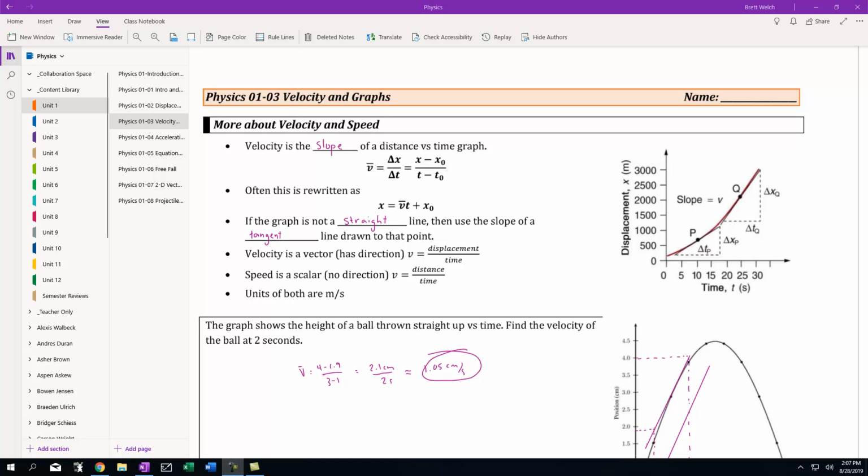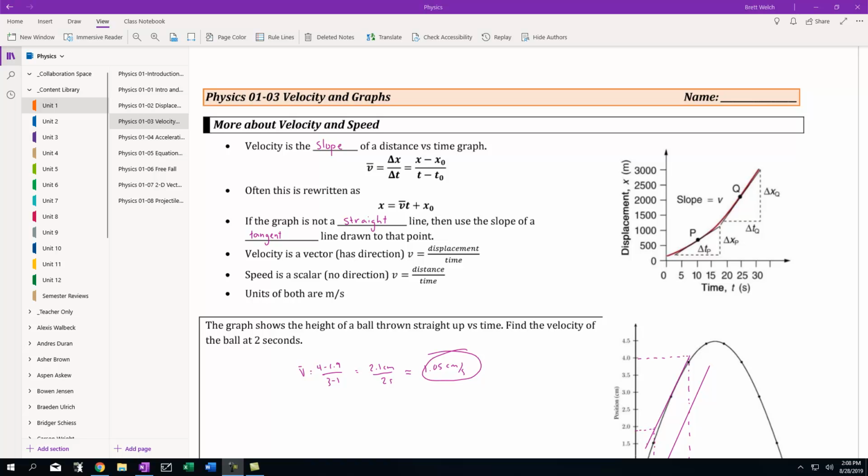So when we talk about velocity, it's the slope of a distance versus time graph. If you have distance on the y-axis and time on the x-axis, the slope of that curve will represent the velocity of an object through space. Okay? We often refer to the velocity as delta x over delta t, or the change in x over change in time. If the graph is not a straight line, then we use the slope of a tangent line drawn at that point. You can kind of see that over here in the pictures. At P, we're using a tangent there, and at Q, we use a tangent for that as well.